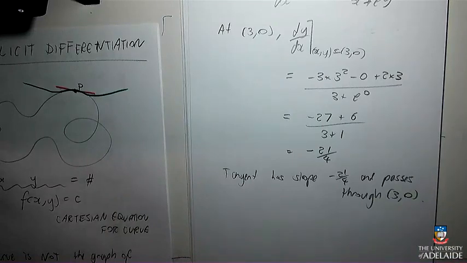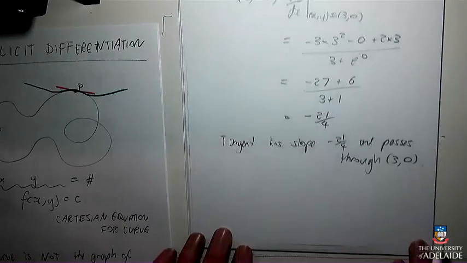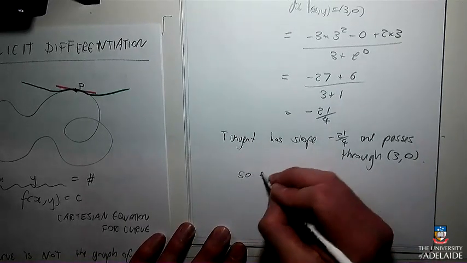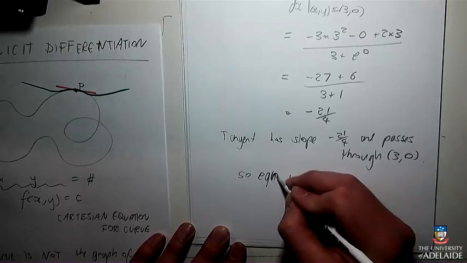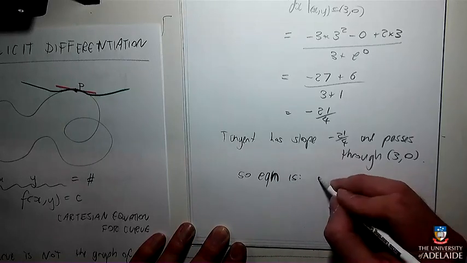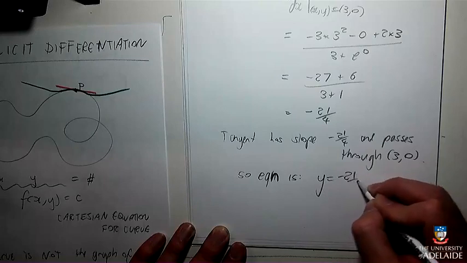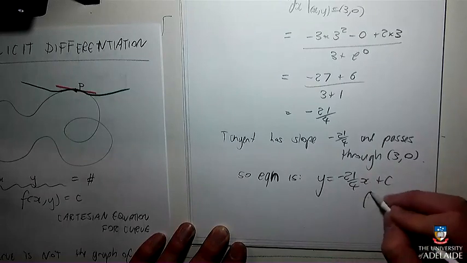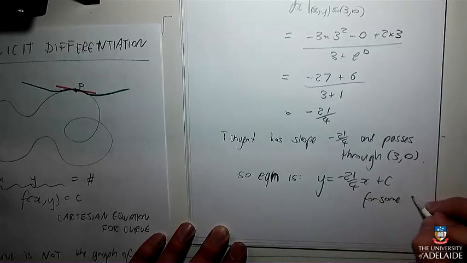So there's multiple ways that I could go about attempting to find that equation. Most people would write it as y equals minus 21/4 x plus c and figure out what the c is. Some people have a fancy formula that just gives them directly the answer. But I'm going to do that one. So the equation is y equals minus 21 over 4 x plus c for some c.